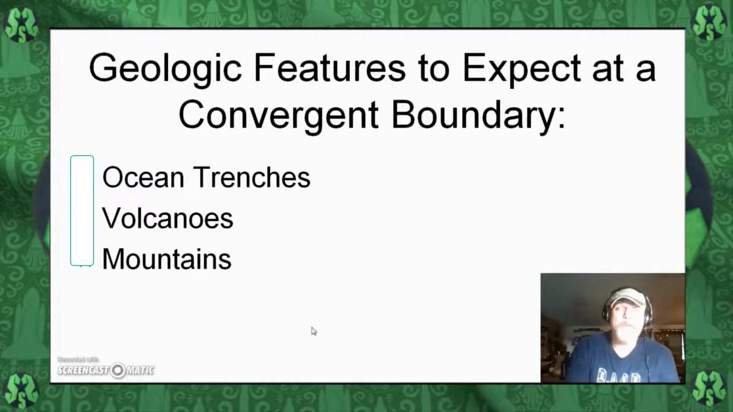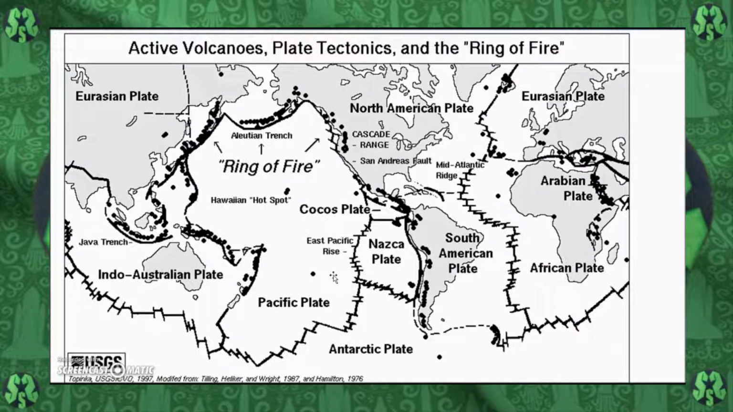Mountain building should be expected as long as you have at least one continental plate converging with another plate. And if you take a look at this map, you can definitely see mountains in this area where there's convergent boundaries. You have mountains in this area with convergent.